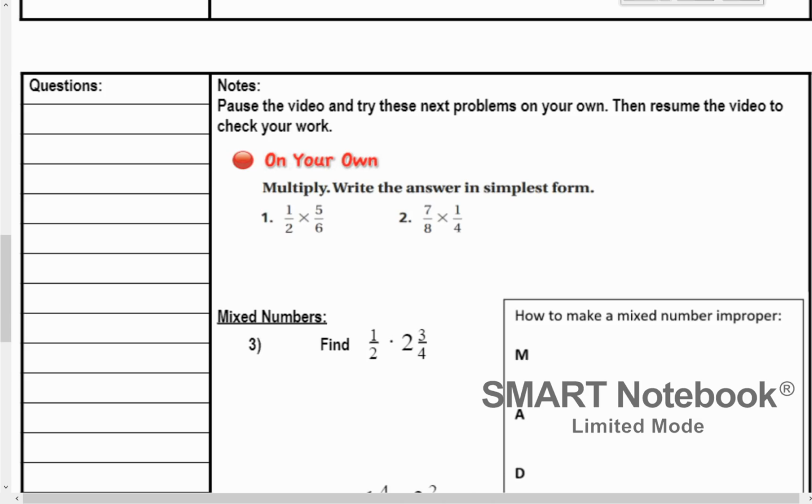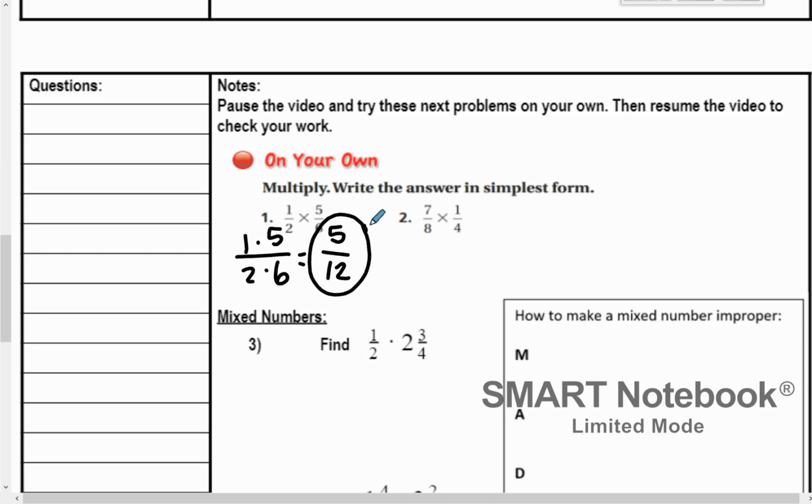So here we have 1/2 times 5/6. So I'm going to take 1/2 of 5/6. So I'm going to take 1 times 5 and 2 times 6. 1 times 5 is 5. 2 times 6 is 12. 5 and 12 do not have any common factors, so that is our final answer.